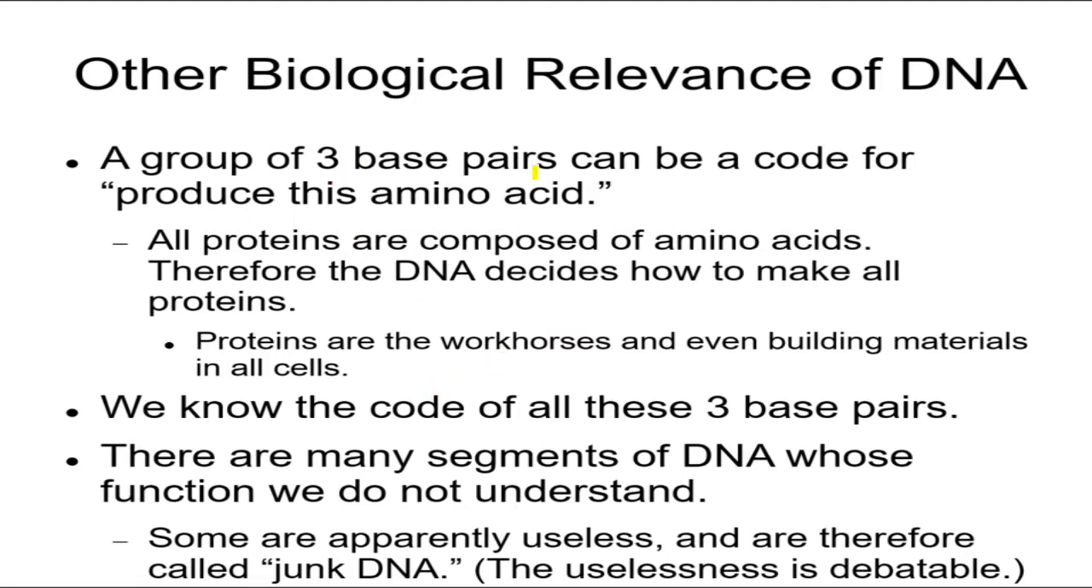The group of three base pairs provides a code for the amino acid, and therefore several groups of them will produce the code for the protein. We know the code of these three base pairs. We know, let's say, AGC produces tyrosine or whatever. I'm just guessing at these things. We know the codes, which three base pairs produce which amino acids, such that it will produce a certain protein. We know that.